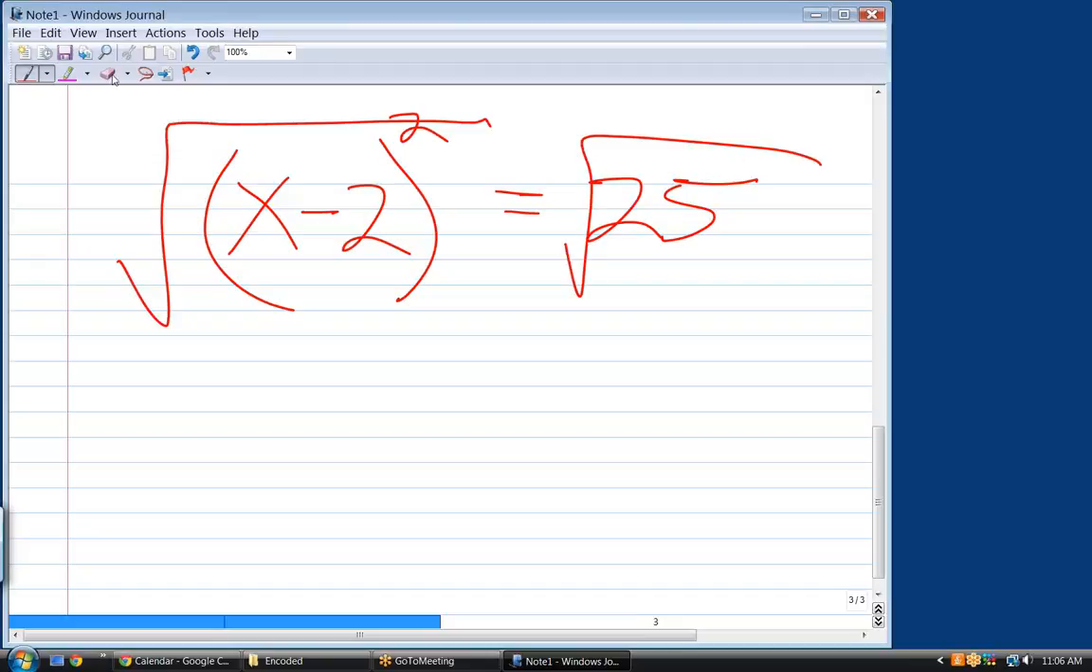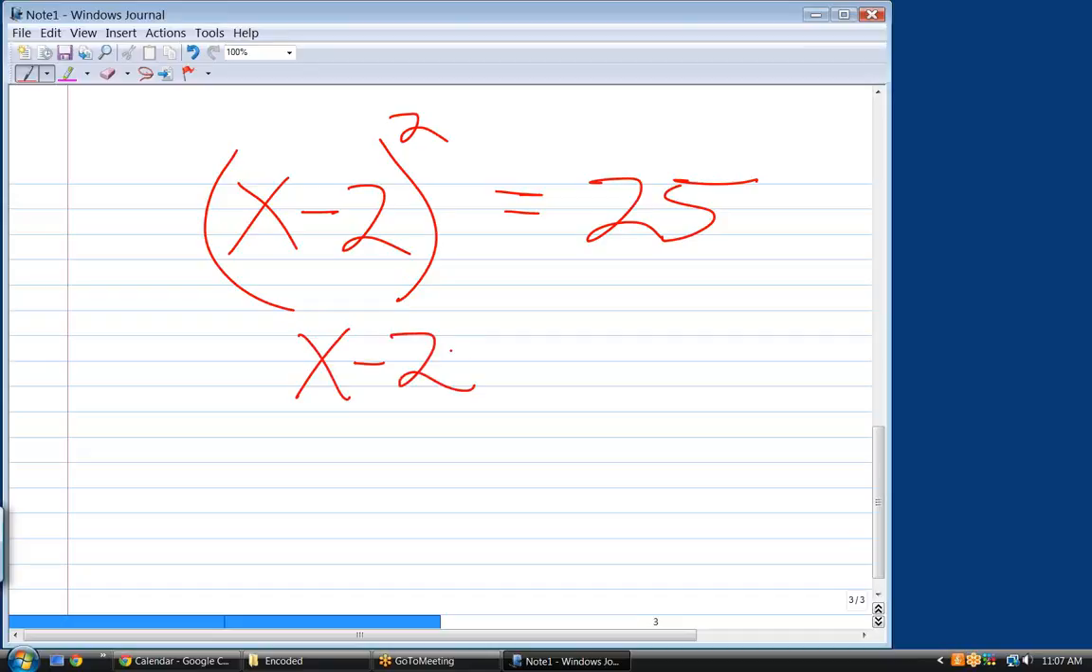Okay? What's the left side give you? What do you get when you take the square root of this quantity squared? You always get whatever is in the parentheses. Okay, so you always get x minus 2. But remember, it's equal to plus or minus 5.